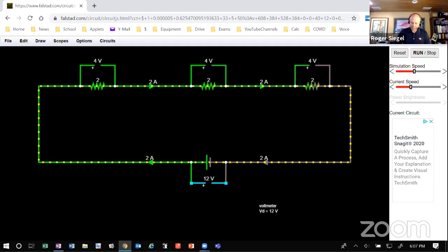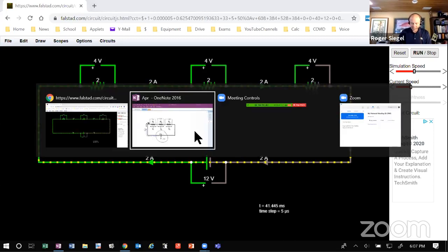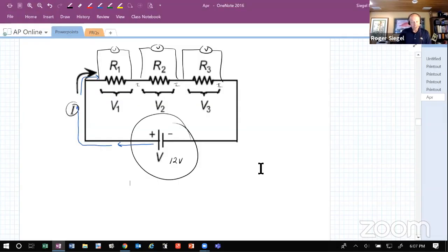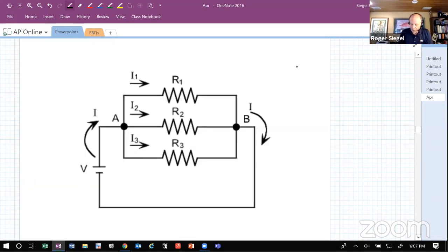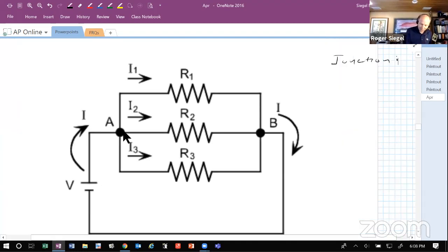All right, the next thing that I want to look at is the junction rule. We're going to keep looking at the loop rule, but we're going to add the junction rule. The junction rule says that the sum of all the currents going into a junction, I'm going to zoom in a little bit here. All right, so first let's talk about a junction. Here's my junction right here. Here's a junction right here.